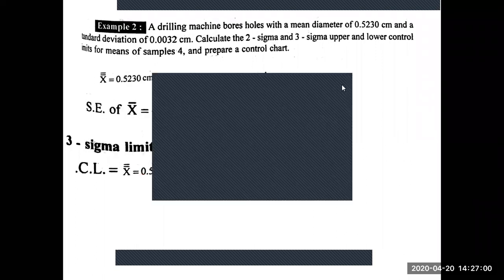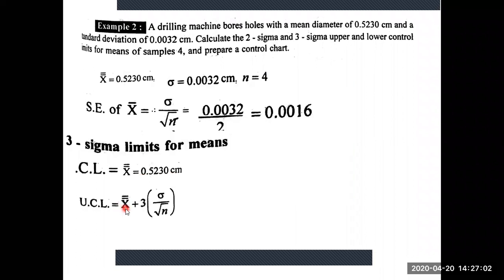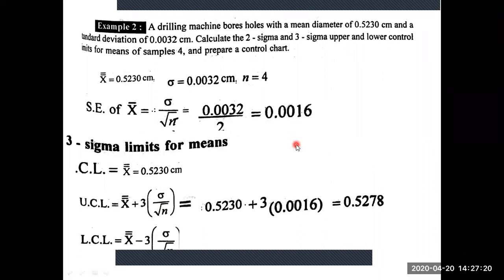Upper control line is x double bar plus 3 into sigma by root n. So x double bar is how much? 0.5230. You paste it here. 3 is only 3. Sigma by root n is 0.0016. Now you paste it here. Similarly, you find the lower control line. You will get a different value, 0.5182.